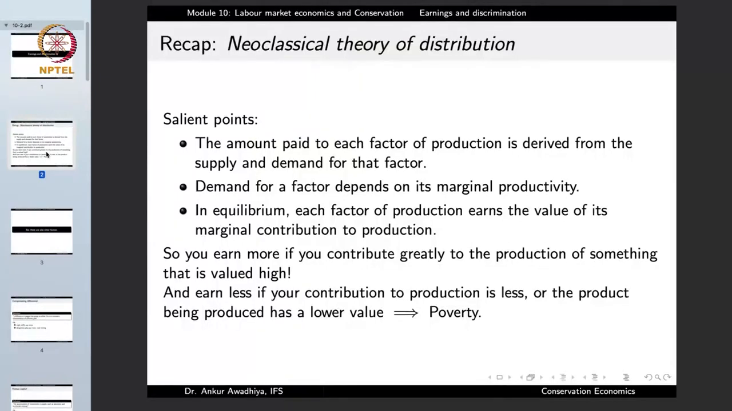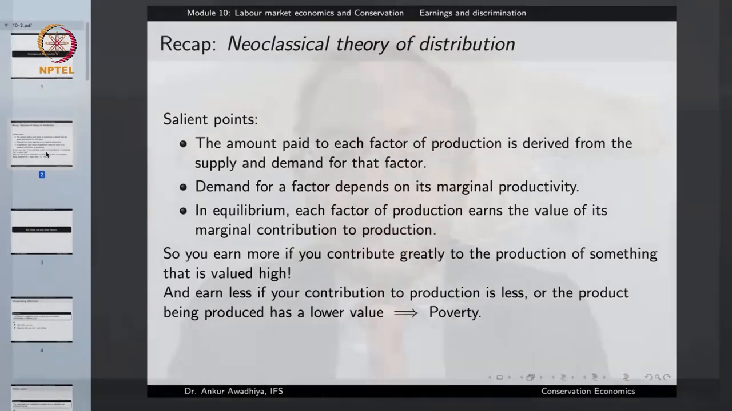Third, in equilibrium, each factor of production earns the value of its marginal contribution to production, which means that if somebody is contributing greatly to the production of something that is valued high, in that case the person will be earning more. And a good example is people who work in making of a software that is valued high, and they are putting in the major share of making that software.